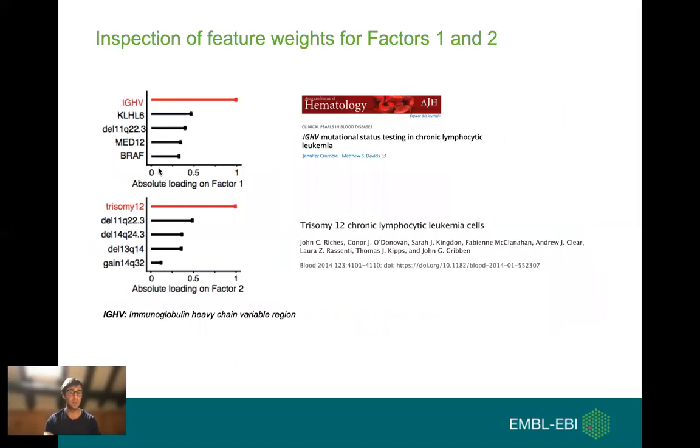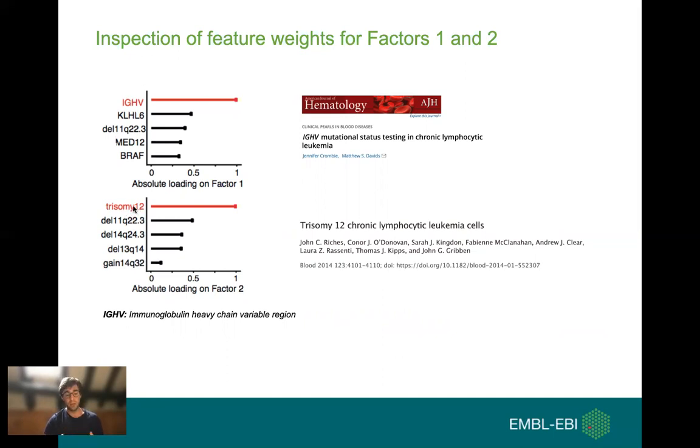So on the x-axis, we can see the weight from 0 to 1. And here I'm showing the top genes, or the top somatic mutations, for factor 1 and the same for factor 2. So there are two genes or two mutations that really stand out, one on factor 1 and the other one on factor 2. On factor 1, we have the IgHV status, that's the immunoglobulin heavy chain variable region. And for factor 2, we have the trisomy on chromosome 12.